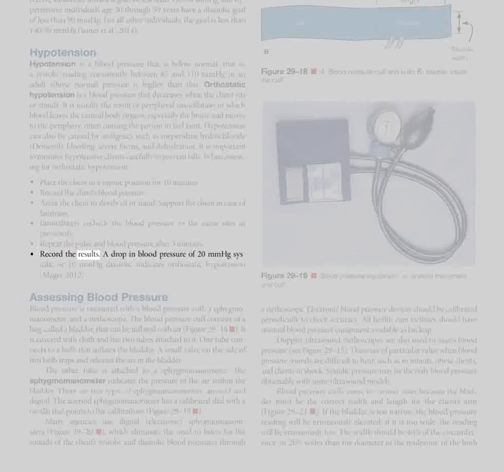Record the results. A drop in blood pressure of 20 mmHg systolic or 10 mmHg diastolic indicates orthostatic hypotension.